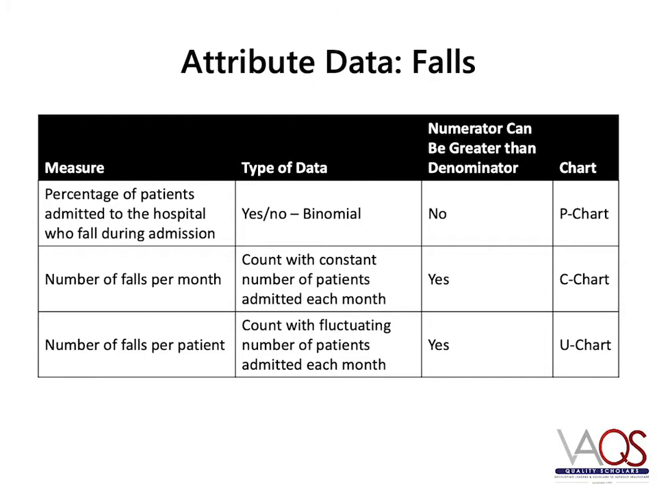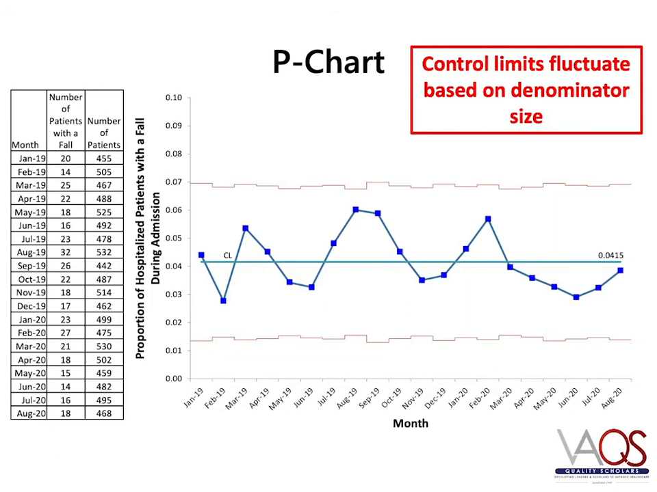For the U-chart, you will collect the number of falls each month, which is your numerator, and the number of patients each month, which is your denominator. Now, we will look at each of these charts using the corresponding measure for falls. First, we will look at the percentage of patients who have a fall during a hospital admission using a P-chart. For the P-chart, you will notice that you need data for both the numerator, the number of patients with a fall, and a denominator, the total number of admitted patients for the month.